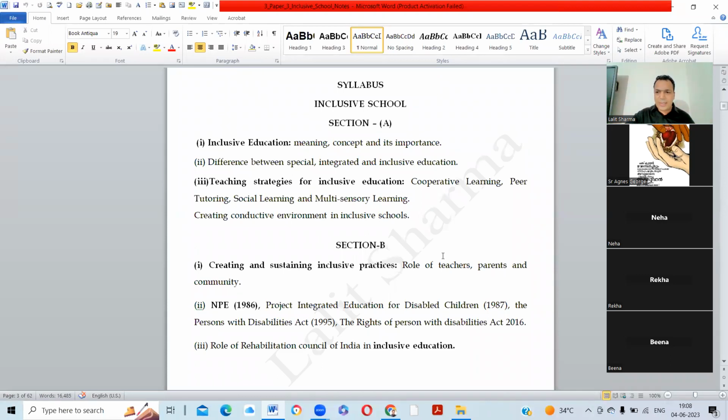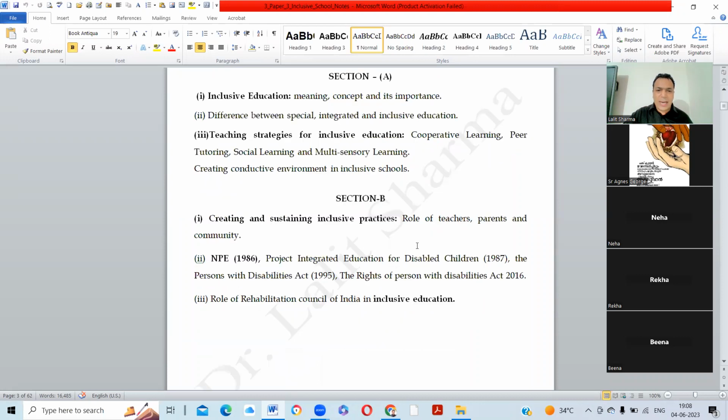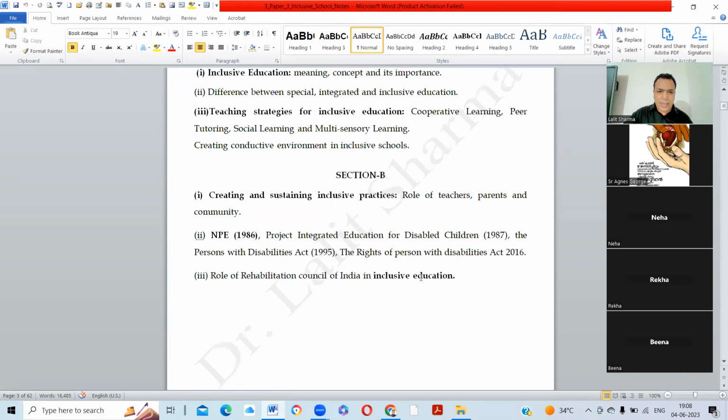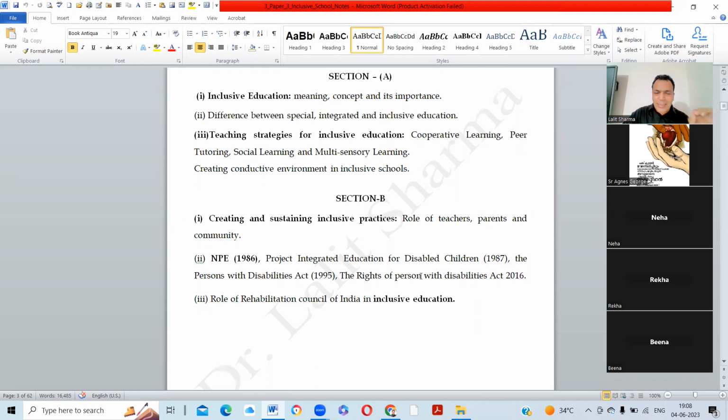Now in section B, again three topics: creating and sustaining inclusive practices, role of teachers, parents and community. So any questions can come, right? Last time questions came from role of community, right? How community plays a role for creating and sustaining inclusive practices.